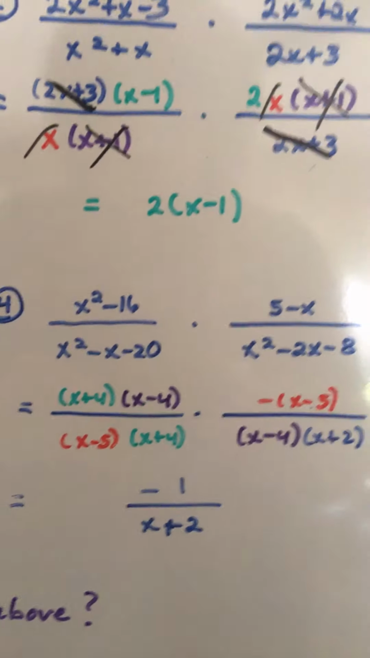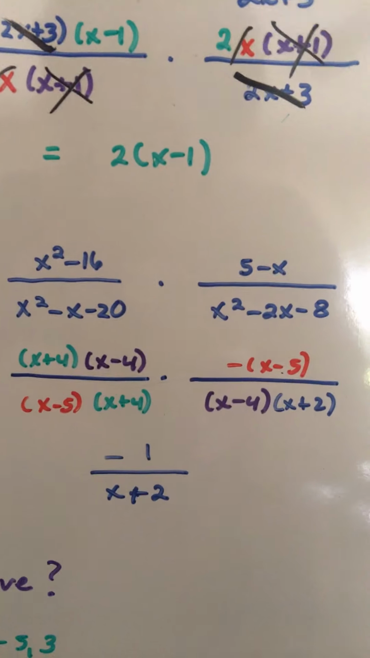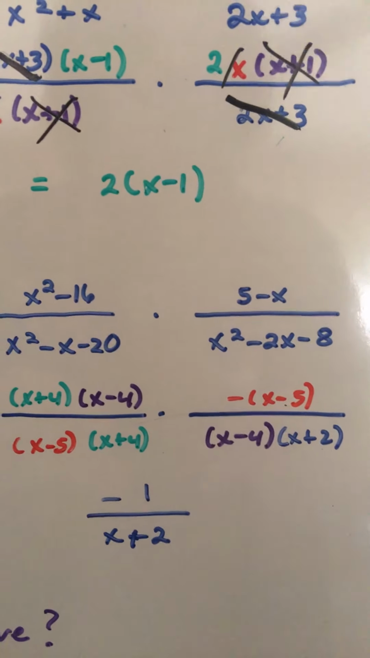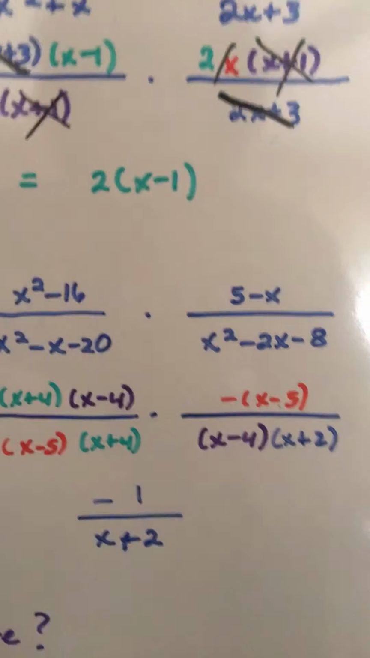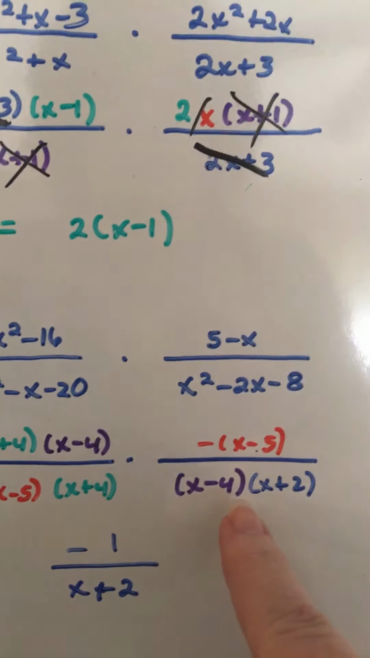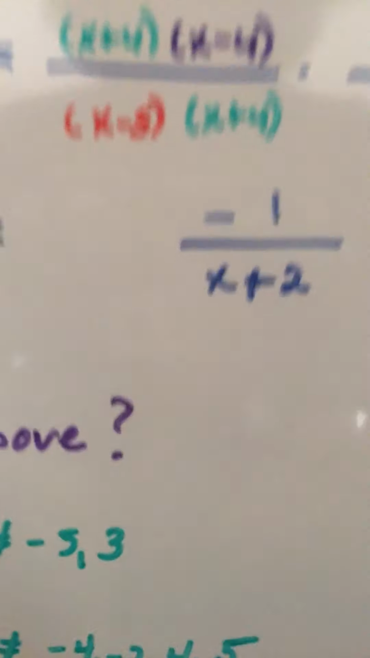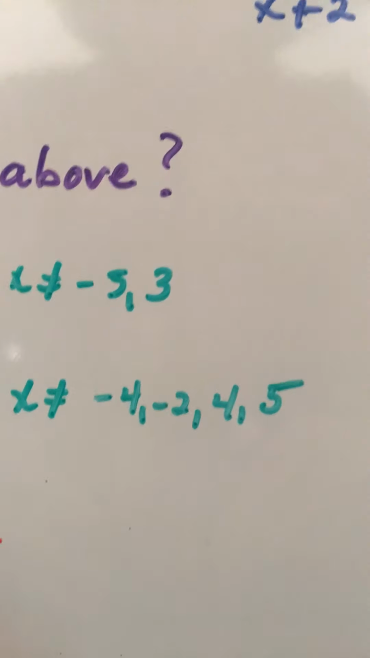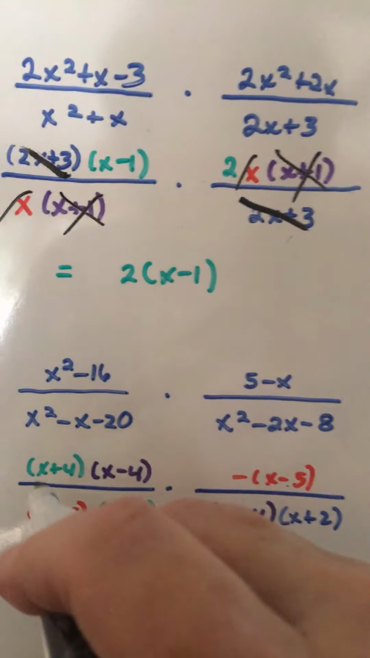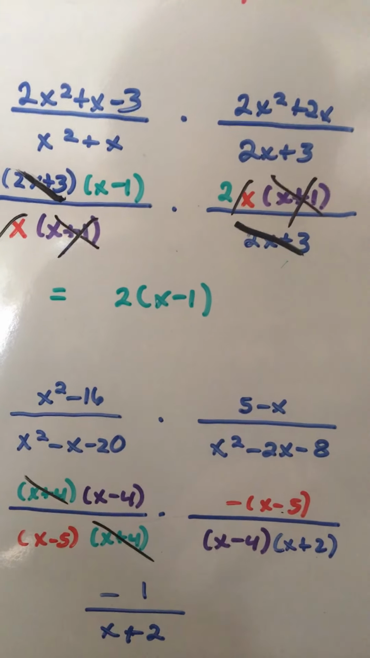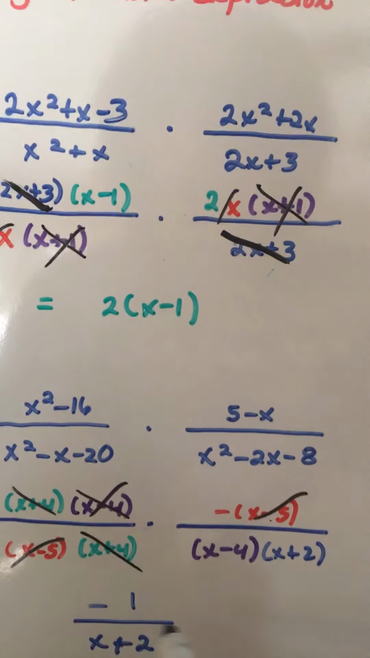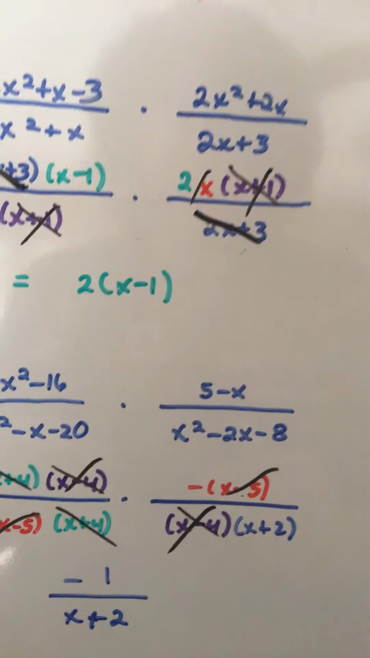So now for the last example, I have this. I went ahead and I factored everything. Again, I color-coded so you could see what I'm going to be able to reduce. Notice what makes the denominators 0: 5, negative 4, 4, and negative 2. So each one of those numbers is not in the domain, but let's see what's left standing when I cancel. The x plus 4 kills the x plus 4. The x minus 5 kills the x minus 5. x minus 4 kills x minus 4.